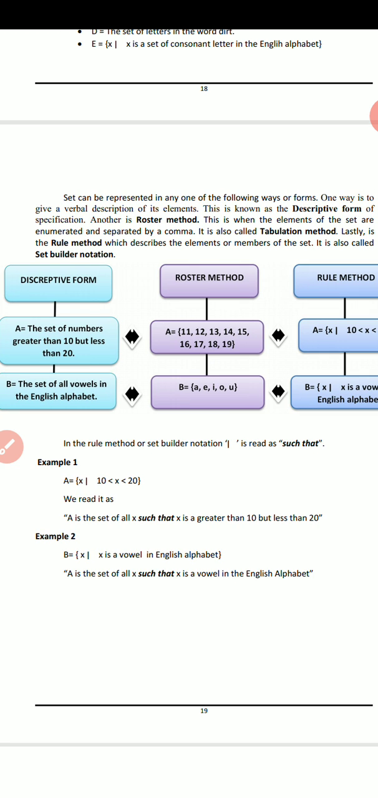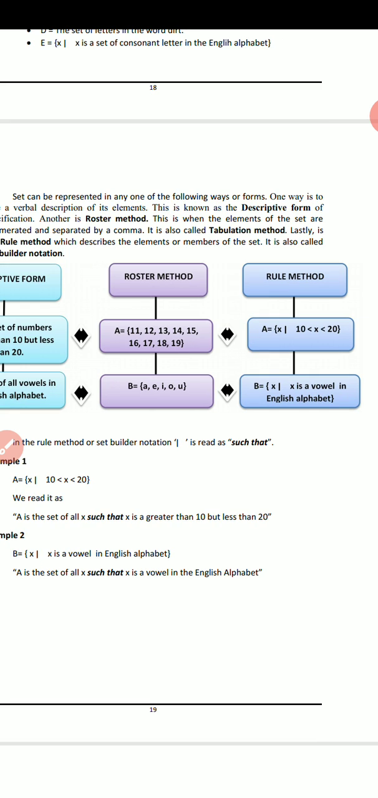Okay. And we have the next example, the set of all vowels in the English alphabet, in descriptive form. And if we transfer it into roster method, we have a set B is a set containing elements A, E, I, O, and U. While in the rule method, we have B is a set containing all the values of x such that x is a vowel in the English alphabet.